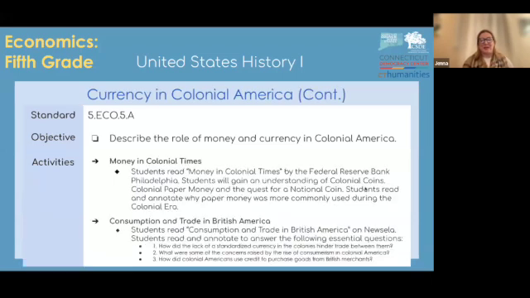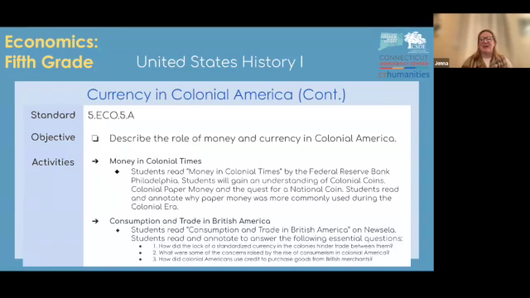So you could also pretend that there is money in colonial times, which is offered. It's actually an article by the Federal Reserve Bank of Philadelphia that you can easily Google. In this article, it's giving students an opportunity to gain an understanding of colonial coins. So the colonial paper money and the quest for a national coin are all included in this article. So students can then read and annotate why paper money was more commonly used during the colonial era. And then, of course, consumption and trade with British America.